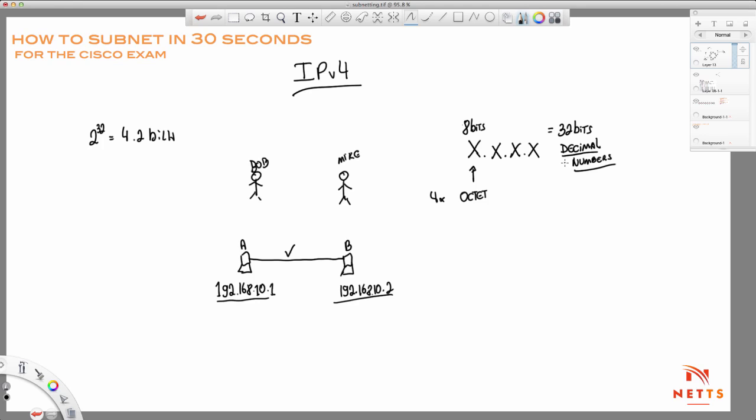But we need to get used to hexadecimal numbers, because IPv6 is just around the corner, and probably IPv6 is going to take over from IPv4.